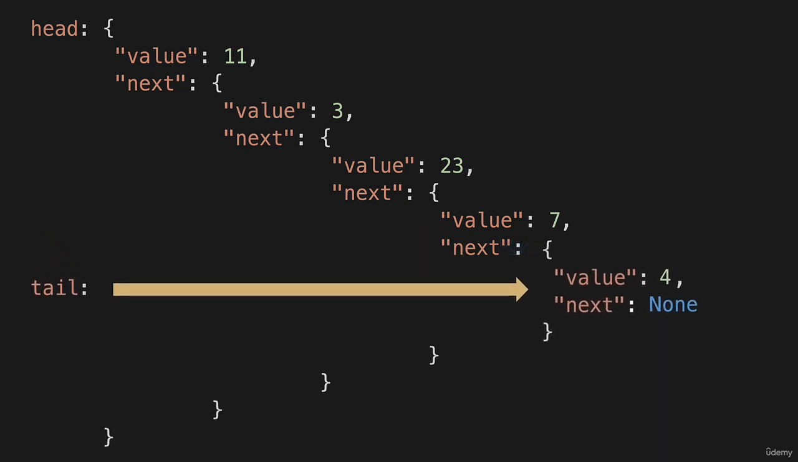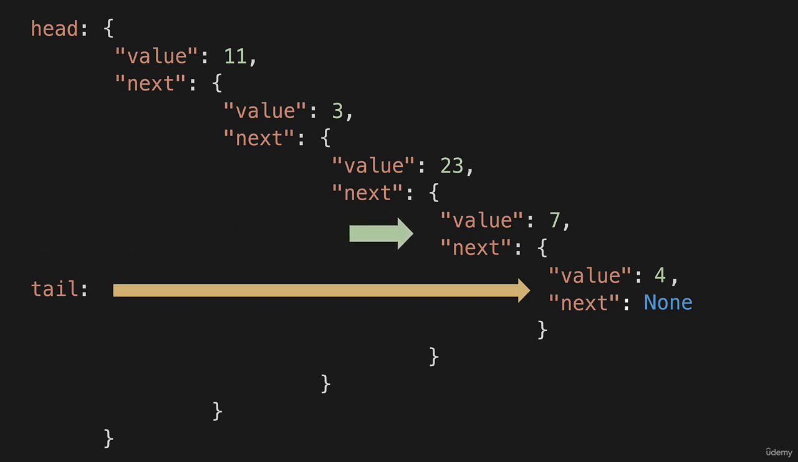So let's put this back the way it was and look at what we need to do that. We need tail to point to this node. In order to make tail point there, we need to set it equal to something that is pointing at that node. And the only thing that is pointing at that node is the next value in this node. So that means we have to get to this node. Well, the only thing that's pointing at that node is the next value in this node, and so on until you get to the head.